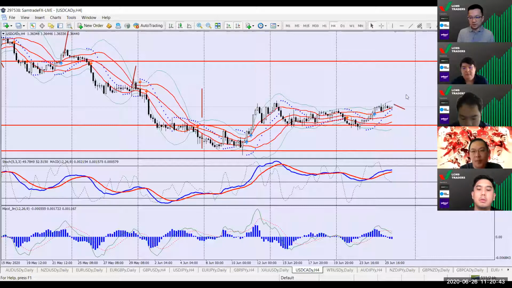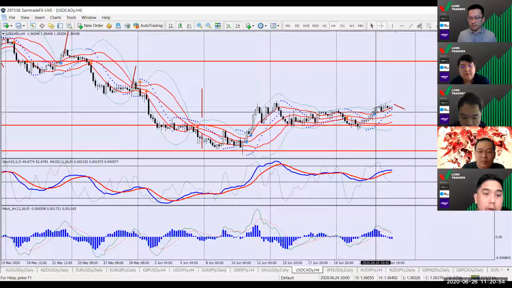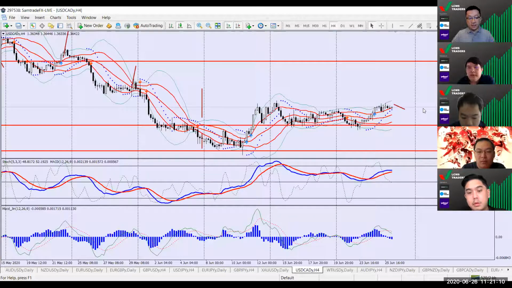You can see I'm a bit picky with CAD here because it could sit in that range of between 1.3680 to maybe 1.3600, in that good 80 pip range before deciding what to do. And nothing much is going to happen. I don't think anything much is going to happen today. We saw that we got the Canadian GDP coming next week. So that could be the one that pushes it a little bit.